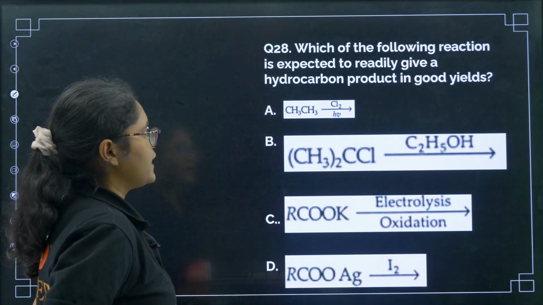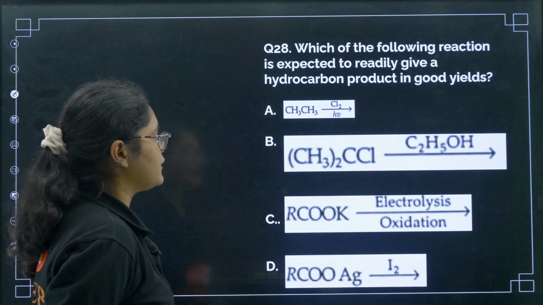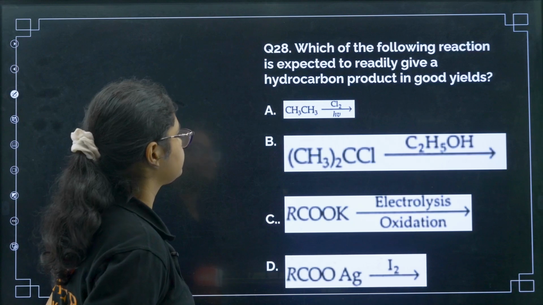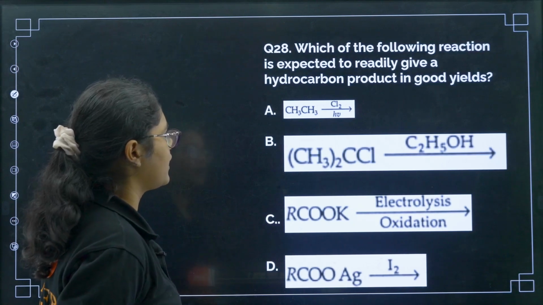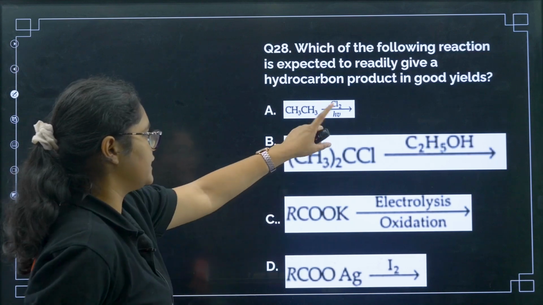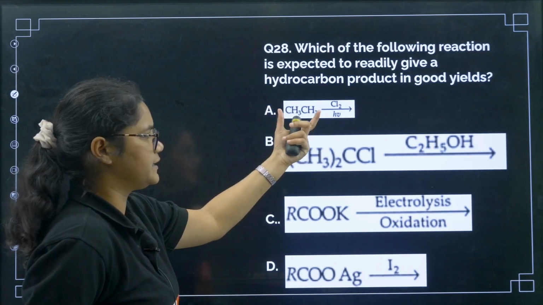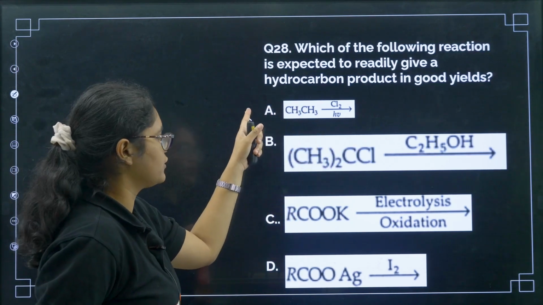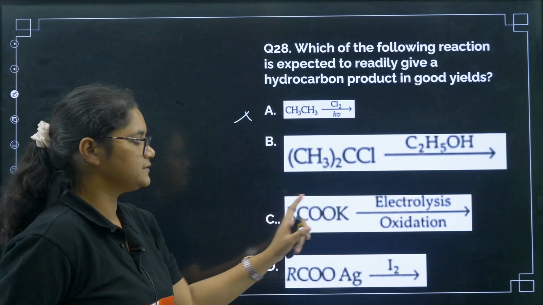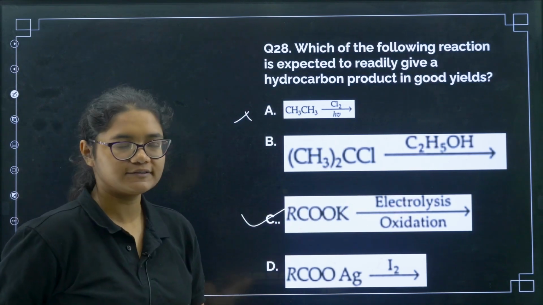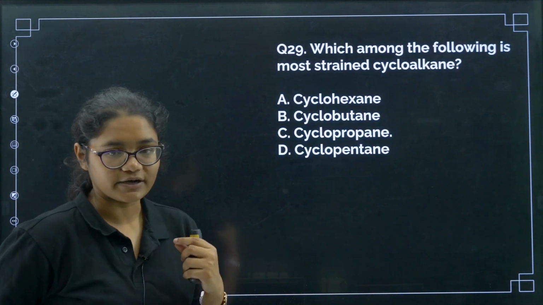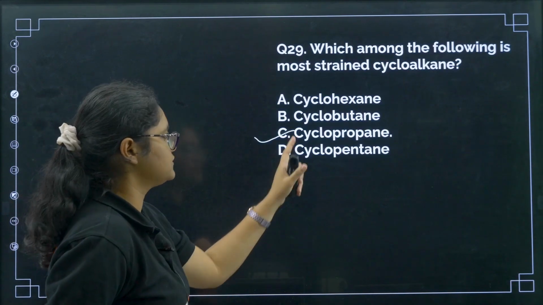Next, which of the following reactions is expected to readily give a hydrocarbon product in good yield, okay. So if you do this one, Cl2 with light, you get a mixture of primary, secondary and tertiary, so this is not a good yield, okay. So the best method is always electrolysis, that gives us a direct product, so option number C here. Next, which among the following is the most strained cycloalkane, and that is your cyclopropane, so option number C.